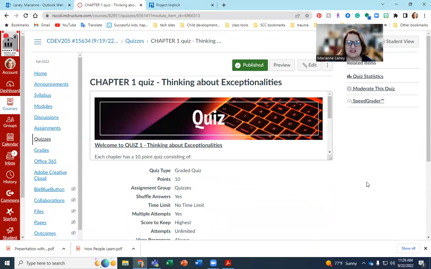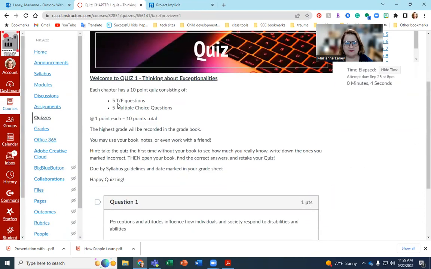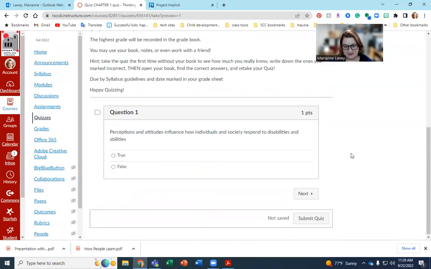Let's move on to the chapter 1 quiz. I'll even give you a preview. Super easy, right? So 5 true/false, 5 multiple choice, 1 point each, 10 points total. It's automatically graded. It doesn't show me the answers, but I can run these by you. Perceptions and attitudes influence how individuals in society respond to disabilities and abilities.